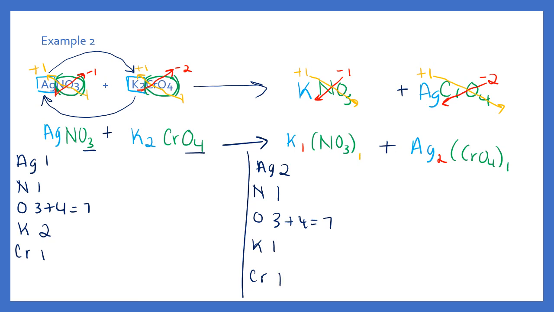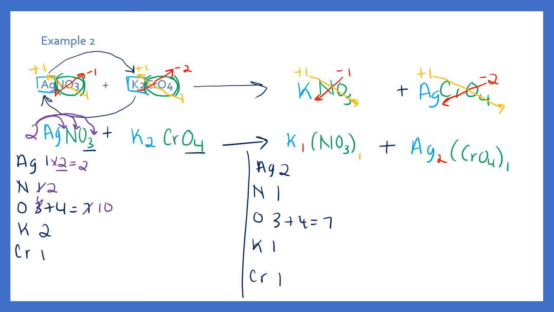So it looks like my silver is 2 and 1. So let's multiply this by 2. Put the 2 out in front. 2 times 1 is 2. Good. 2 times 1 for my nitrogen is 2. And 2 times the 3 is 6. So I have 6 plus 4, which makes 10 oxygens. Good.